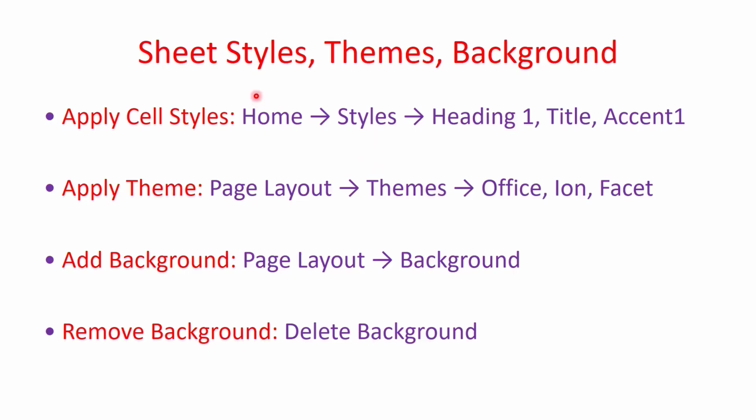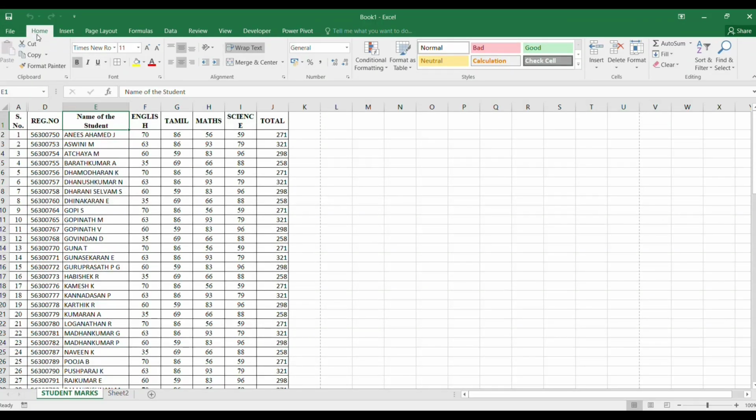Next, we will explore sheet styles, themes, and background in Excel. These features help you quickly format your workbook professionally and give it a polished and presentation ready look. First, we will apply cell styles. For this, Excel provides ready-made cell styles for formatting headers, title, or data cell. For this, go to Home, then select Styles, then Cell Styles.